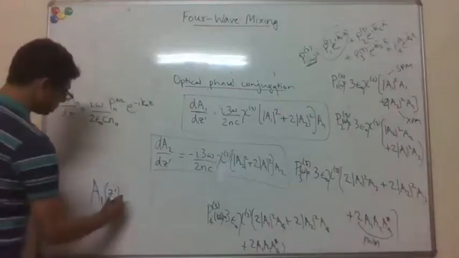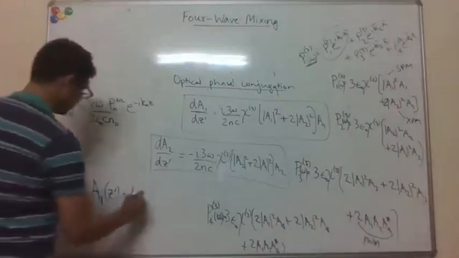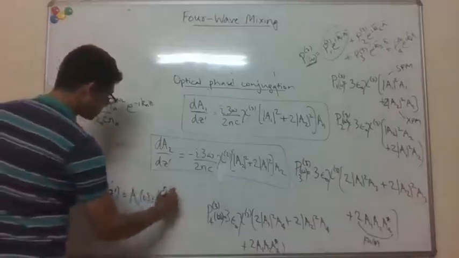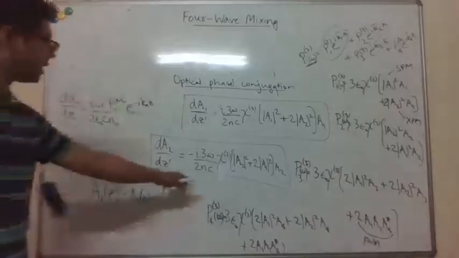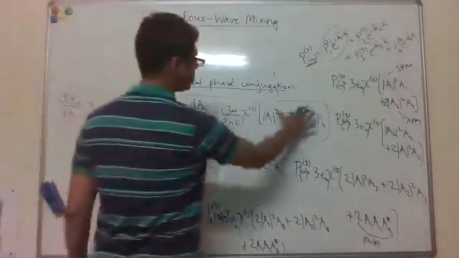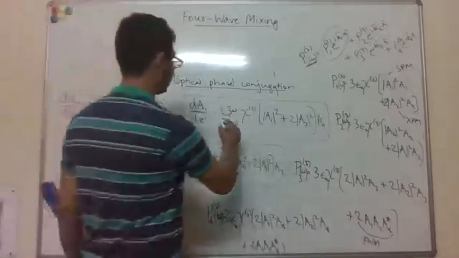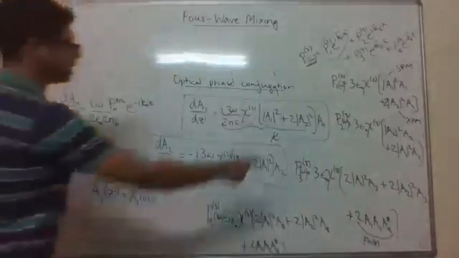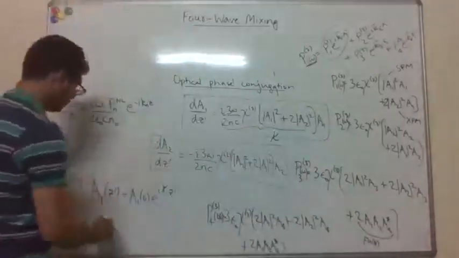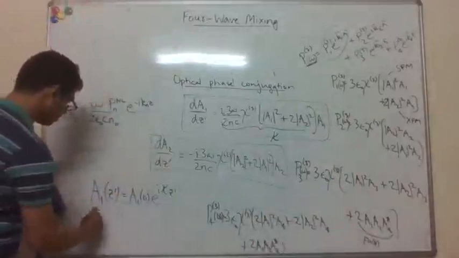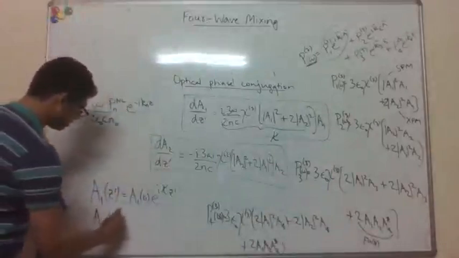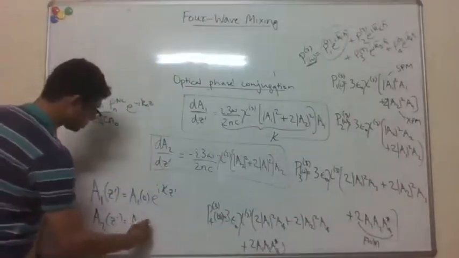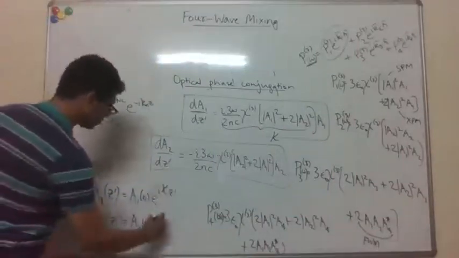So the solution for A1 is just some phase, right? I can write it like this because this is just a constant. So this whole thing, if I write as kappa, so the magnitude of A1 and A2 remain the same. And they just acquire phase shifts.